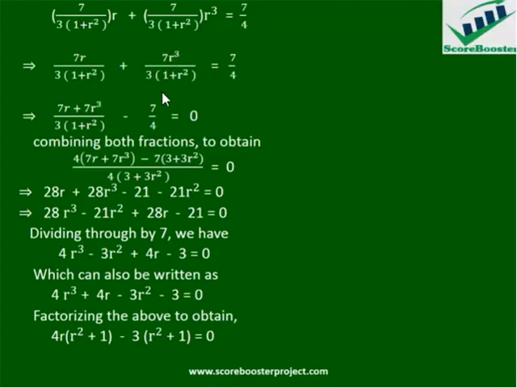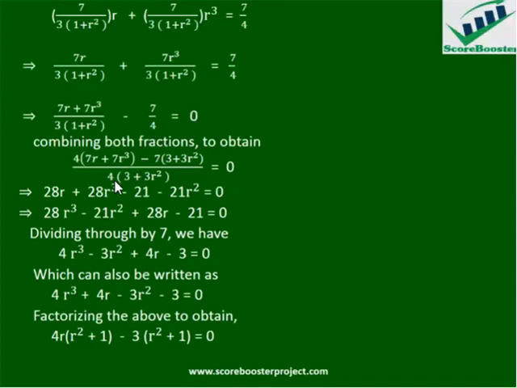So we take this to this side, we have minus 7/4 equals 0. Also, we combine the fractions by taking the LCM. Here the LCM is 4 into 3 multiplied by 1, 3 multiplied by r squared, 3r squared. That is how we got this. So here 3 into 1 plus r squared, here we have 4 remaining. So 4 will multiply the numerator minus 4.